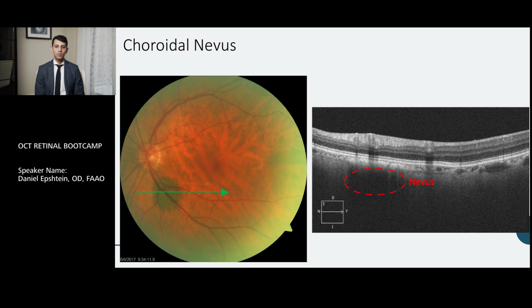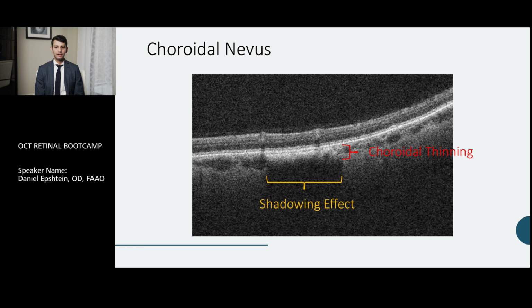You don't really see too much because all that pigment is going to absorb your retinal signal and it just ends up being like a shadow. Again, that shadowing effect is going to be there because of the pigmentation, but overlying that shadow, you can see there's going to be some choroidal thinning, which happens very, very often with choroidal nevi. Now, as opposed to melanomas, which tend to be very elevated, here the retina is basically intact.